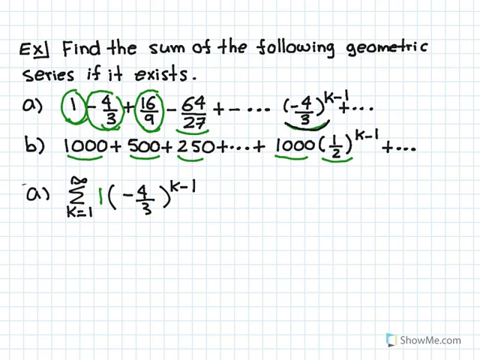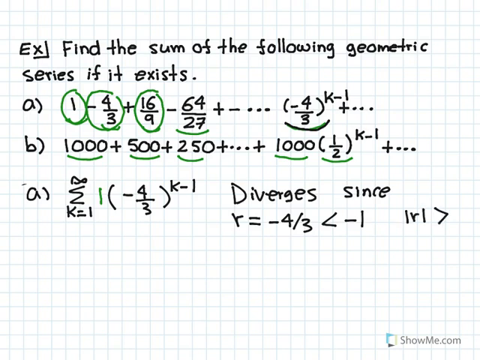So we have this geometric sum, and our goal is to find out, does it converge or does it diverge? Well, this one is going to be easy. It diverges. Why does it diverge? This infinite geometric series does not have a sum. It diverges because the common ratio r is equal to negative 4/3, which is less than negative 1, or equivalently, absolute value of r is larger than 1. Now on to the second example.